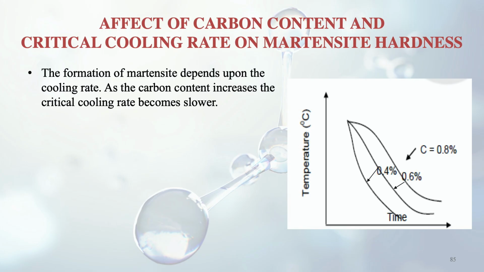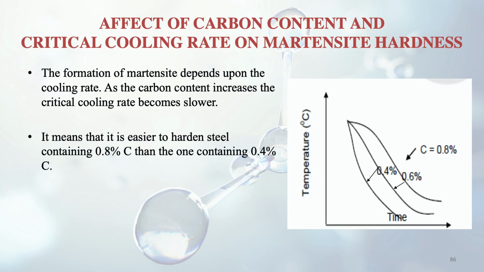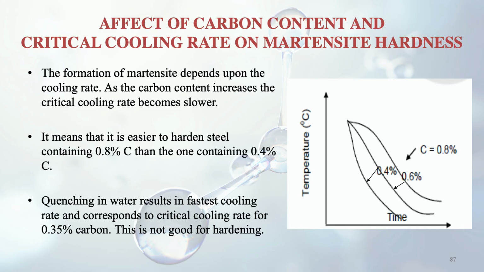The formation of martensite depends upon the cooling rate. As the carbon content increases, the critical cooling rate becomes slower. It means that it is easier to harden a steel containing 0.8% carbon than the one containing 0.4% carbon. Quenching in water results in the fastest cooling rate and corresponds to the critical cooling rate for 0.35% carbon, but this is not good for hardening because the carbon content is lesser here. Like in the figure also you can see how with larger carbon content the hardness can be increased in an easier manner, meaning the steel with higher carbon content is easier to harden.